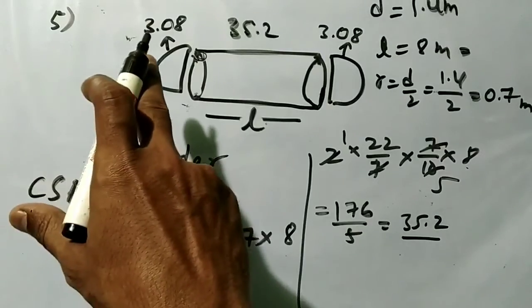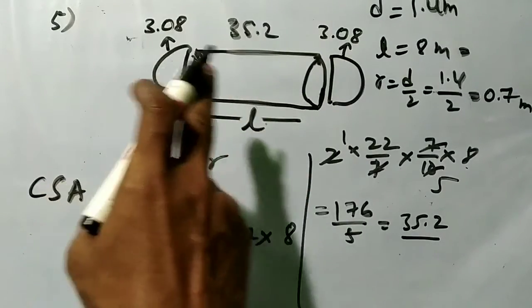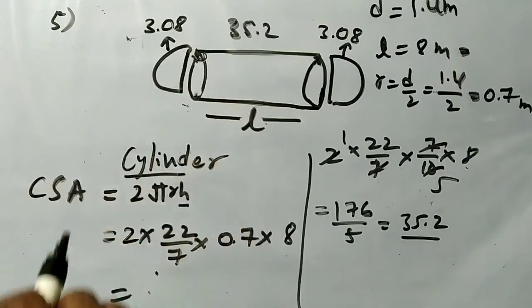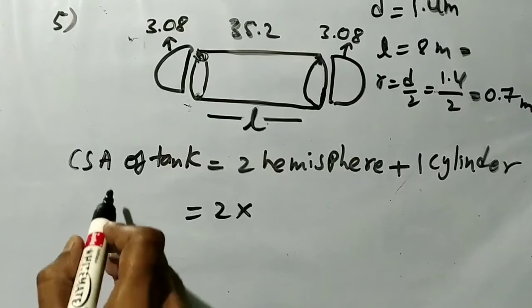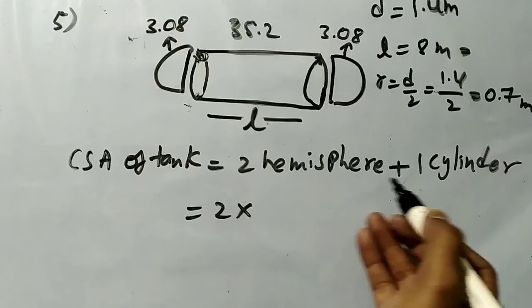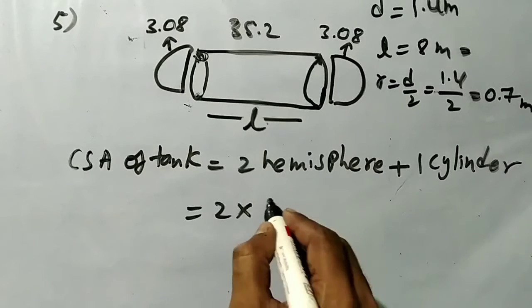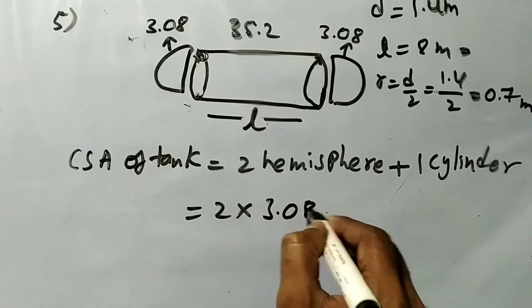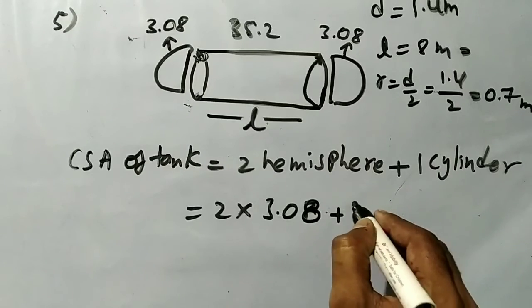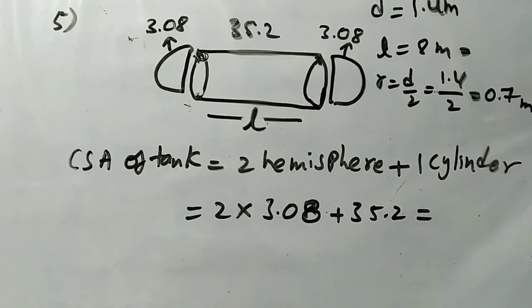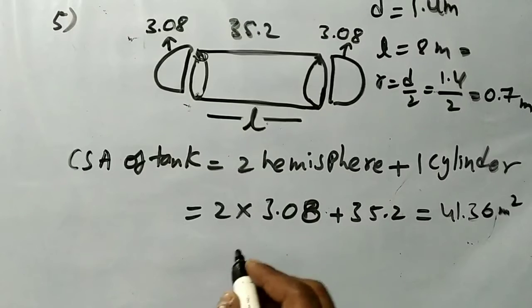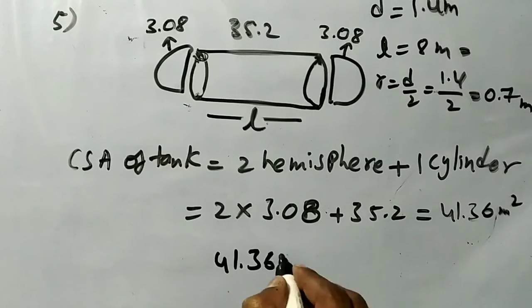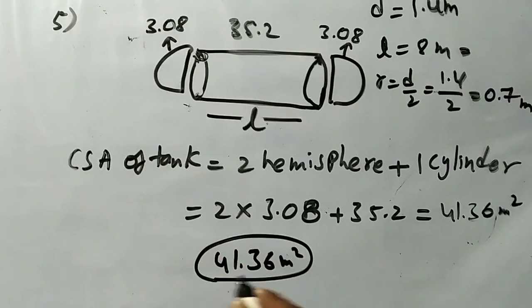Now just add these. The CSA of the two hemispheres plus the CSA of the cylinder gives the CSA of the total tank. So the CSA of the tank is the combination of 2 hemispheres and 1 cylinder. The 2 hemispheres are 3.08 plus the cylinder is 35.2. We get the answer here: 41.36 meters square is the CSA of the tank only.